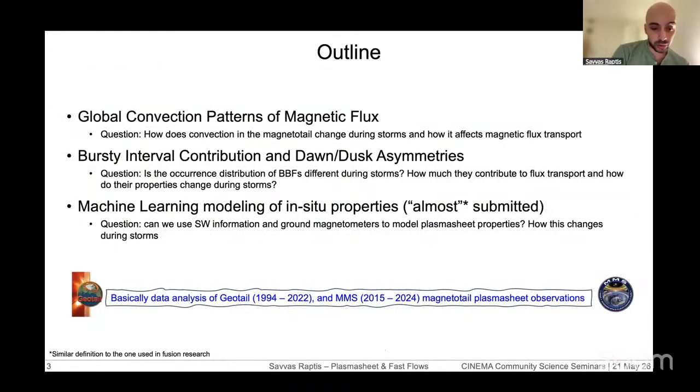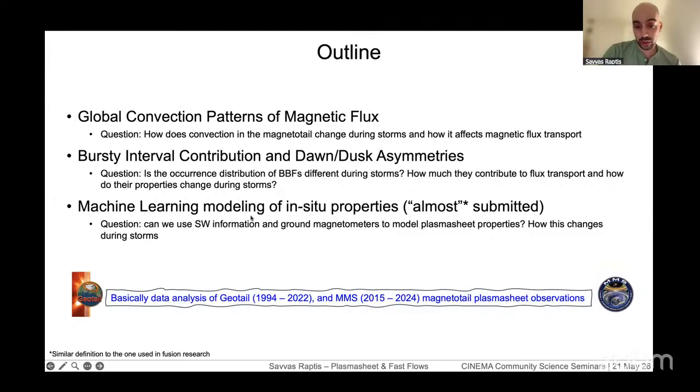So the outline of the presentation basically consists of three different things. The first one is a relatively old work now, it's been more than a couple of years, that I will briefly present on the global convection patterns regarding magnetic flux transport. Then we'll focus on bursty intervals, what we call BBFs or depolarization fronts and so on, and what their properties are and what asymmetries can be found in the magnetotail plasma sheet.